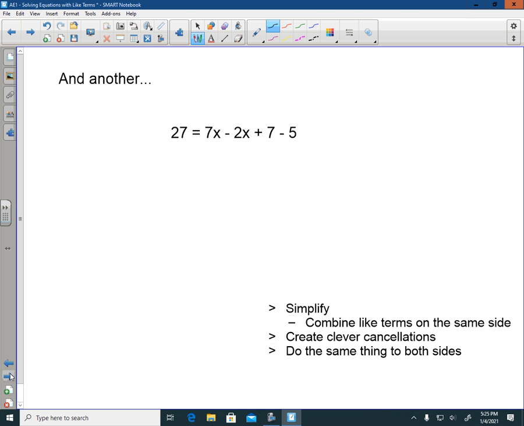All right, shall we do another? Again, we have to simplify first. The right side of this equation is a little bit complicated, so we'll combine like terms as much as we can, and then we will solve.